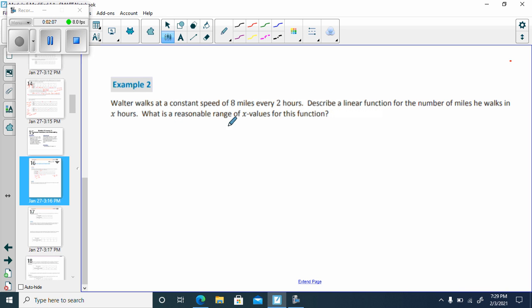Walker walks at a constant speed of 8 miles every hour. Constant speed means we're talking about a linear equation. We've got 8 miles every hour. Describe the linear function for the number of miles he walks in x hours. Okay, now we're not going to worry about the range. Let's just write our linear equation. Y is equal to mx plus b. Now, if he's walked 0 hours, then we should have 0 miles at that point. Y is our number of miles, x is our hours.